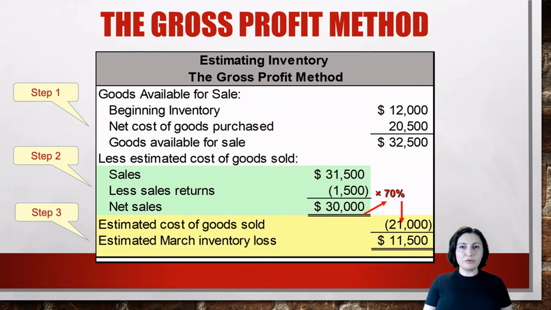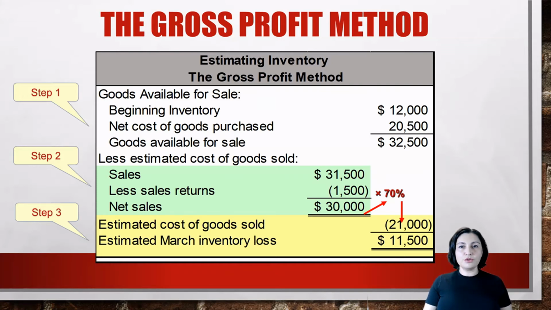Second, estimate cost of goods sold by multiplying net sales by the cost ratio. To accomplish this, remember that net sales minus cost of goods sold equals gross profit. Since the gross profit ratio is 30%, then the cost of goods sold ratio has to be 70%. Net sales is calculated as sales minus sales returns and sales discounts. In our example, there are only sales returns. 70% of $30,000 is $21,000, which is the estimate of the cost of goods sold.